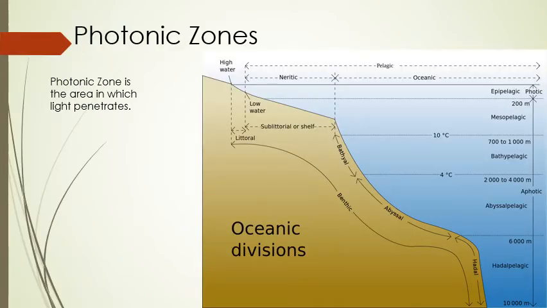The area that light does penetrate is called the photonic zone. This is not a very deep area. As you can see here, the photonic zone is roughly the first 100 to 200 meters. That's as deep as light can go. Beyond that, it's dark. It's aphotonic.